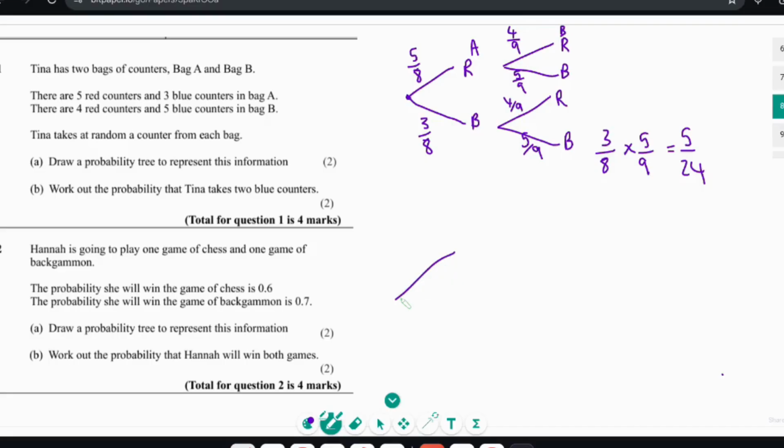Hannah is going to play 1 game of chess and 1 game of backgammon. So my first event will be chess. My second event will be backgammon. So I'm just going to put win, lose, win, lose, win, lose.